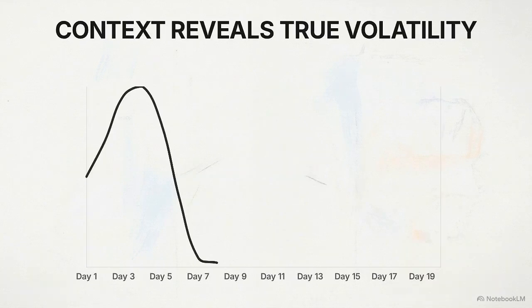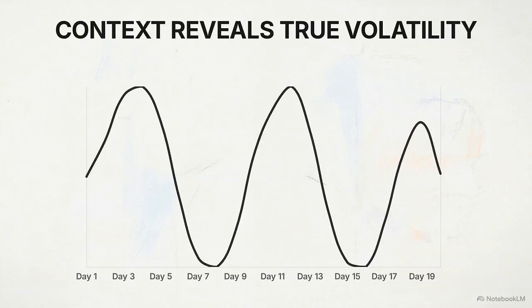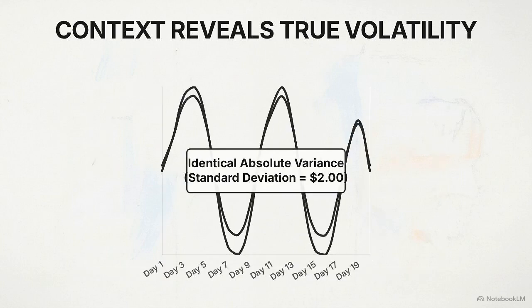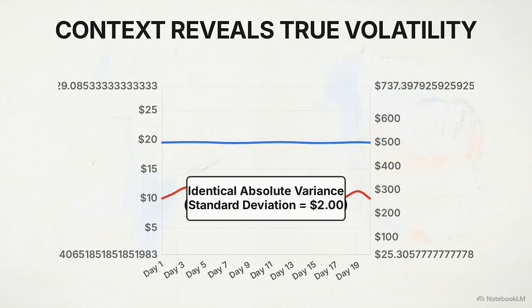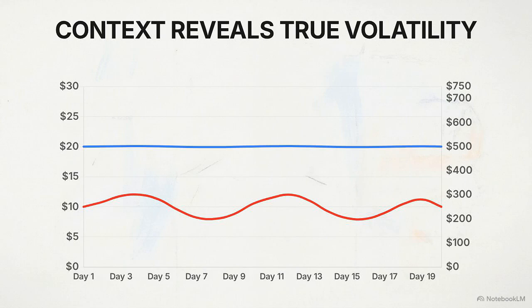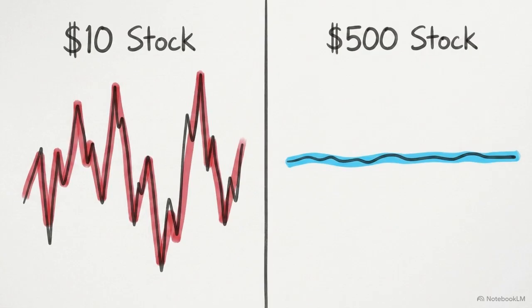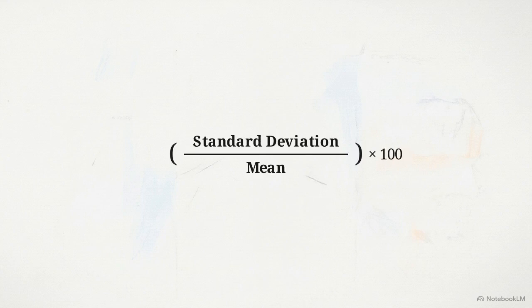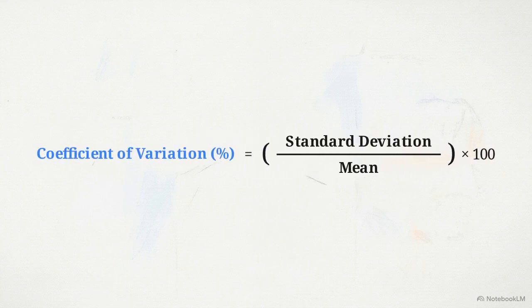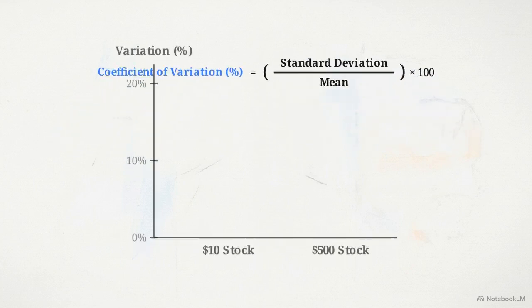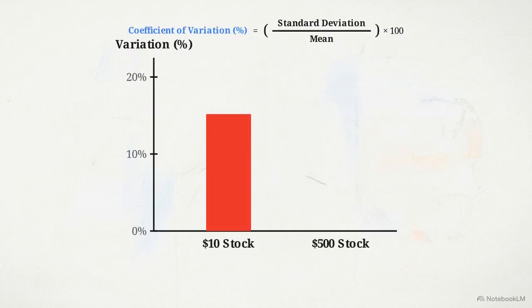Now, suppose you are analyzing 2 stocks, and both show a standard deviation of $2. But one stock costs $10 a share, and the other costs $500. A $2 swing carries a very different level of risk depending on that baseline price. To accurately compare datasets with completely different scales, we use the coefficient of variation. We divide the standard deviation by the mean and multiply by 100 to convert the risk into a clean percentage.